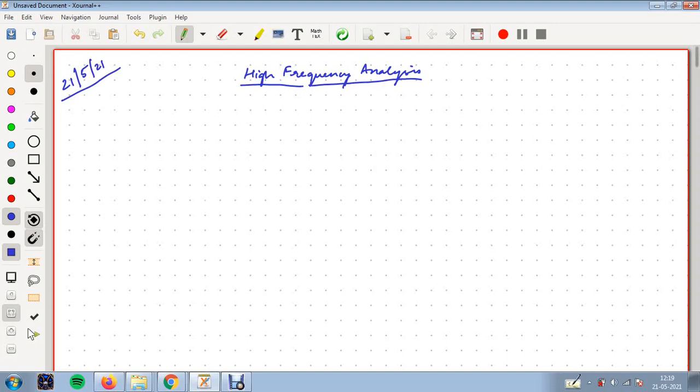All right. So in the last class, we started with high frequency analysis. In high frequency analysis, there are two types of analysis, wherein we use those analyses to find out FH, the corner frequency of your amplifier.